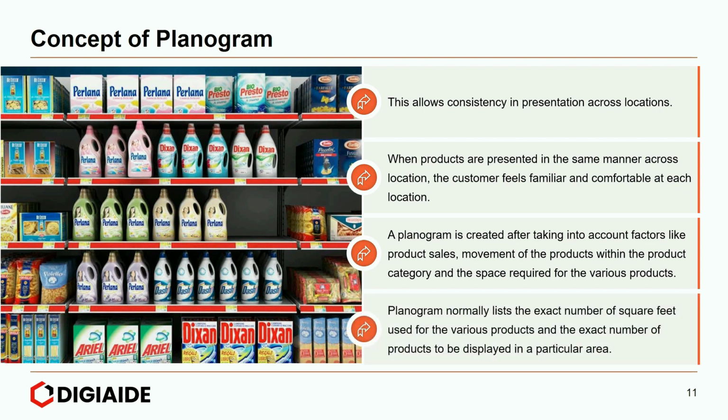A planogram normally lists the exact number of square feet used for the various products and the exact number of products to be displayed in a particular area. Manufacturers of consumer packaged goods provide the new planogram with their new products. The planogram differs from store to store.